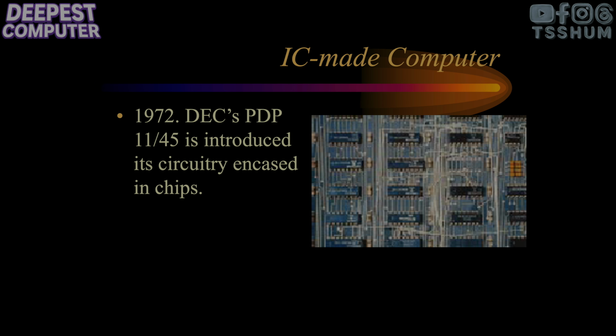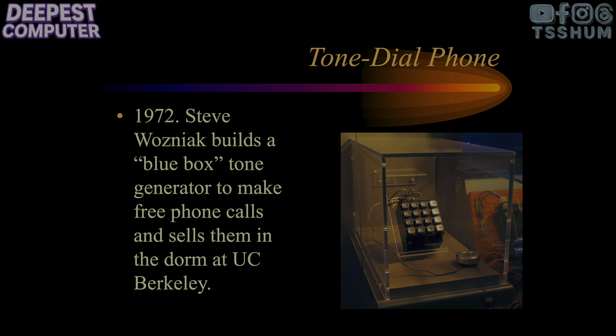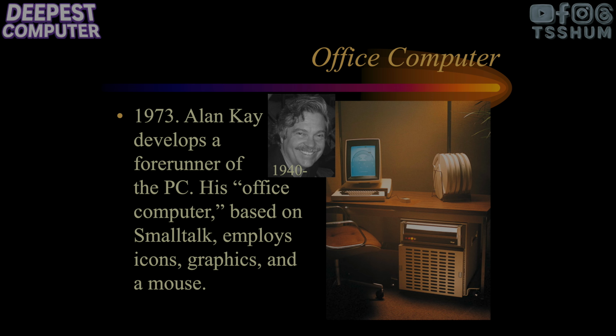The DEC's PDP 11/45 was introduced in 1972, featuring its circuitry encased in integrated circuit chips. In 1972, Steve Wozniak built a blue box tone generator to make free phone calls and sold them in the UC Berkeley dorm. In 1973, Alan Kay developed a forerunner of the PC, his, quote, office computer.